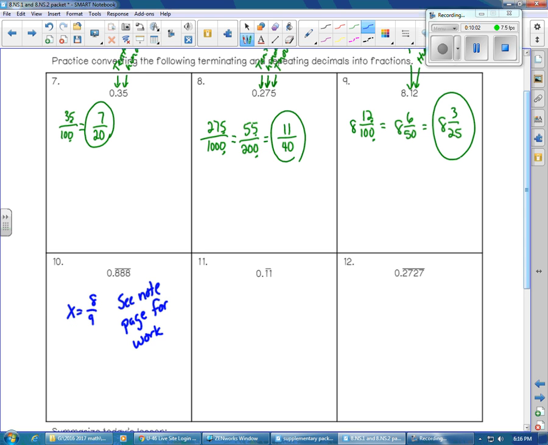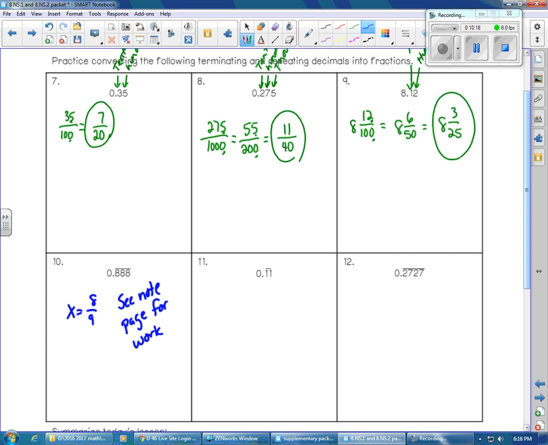All right, so number 11. You know what? Let's skip to number 12, because number 11 is exactly the same as number 10. And I'm going to have you guys do that one on your own in just a minute. But number 12 is slightly different.